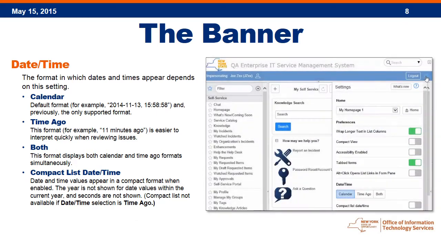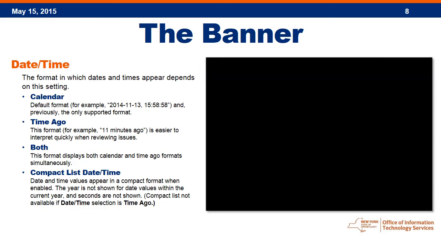In the date and time settings, you can choose 3 different options. The calendar setting is the default format. Time ago will display in minutes, hours, and days since it was entered into the system, and both will display the calendar and time ago. You can also compact the time to show less information. Please see the descriptions on the left.